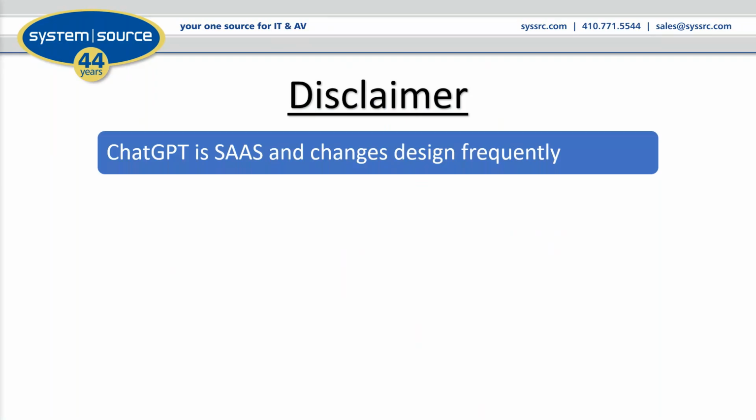ChatGPT is delivered as a service. It is SaaS, which stands for software as a service. I'm sure most of you know that. And it does change its designs frequently. I like to tell people who are considering using this for business related purposes, or who are engaging with this tool for maybe the first-ish time, that it is a frequent receiver of updates.